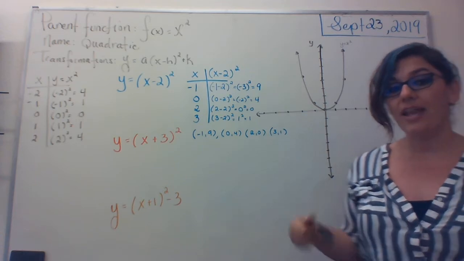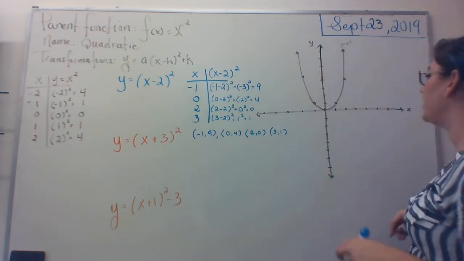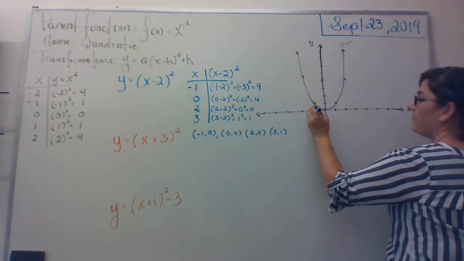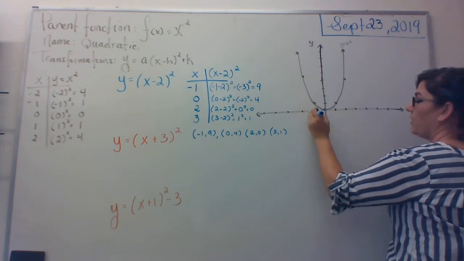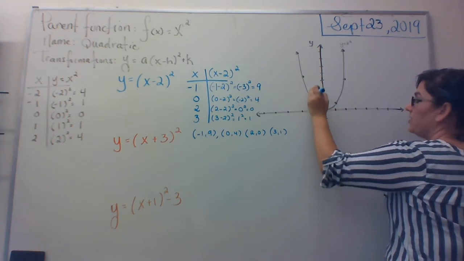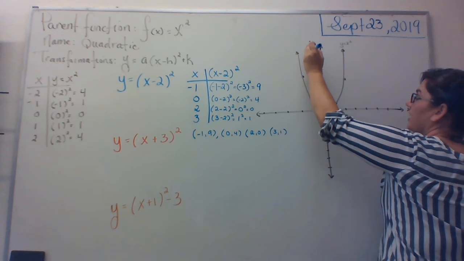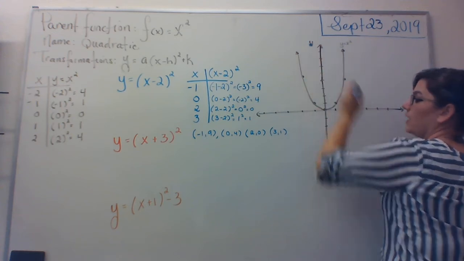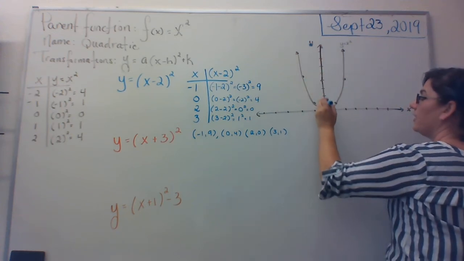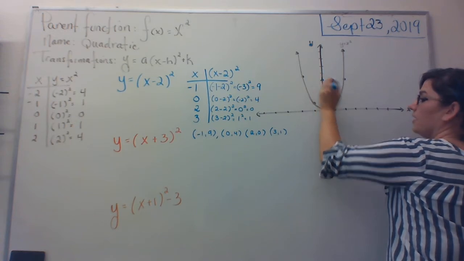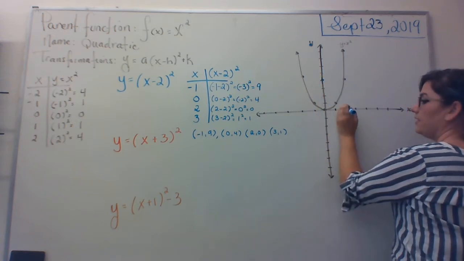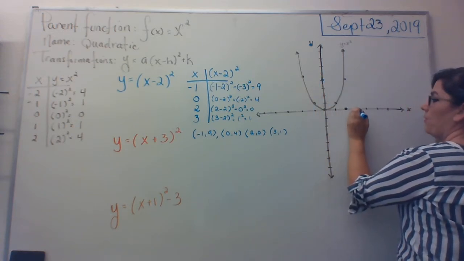Now my job is to go ahead and graph those points. So let's go ahead and take care of that. Negative 1, 9. So 1, 2, 3, 4, 5, 6, 7, 8, 9. Next up is 0, 4. 1, 2, 3, 4. Then I have 2, 0. And then I have 3, 1.